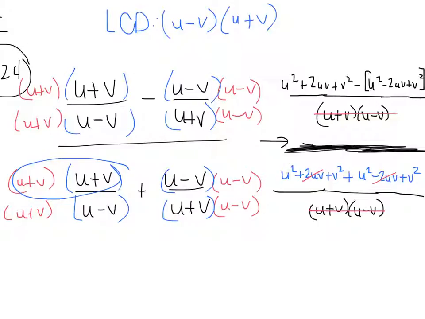Okay, now recognize that I put a minus and I put a bracket there because I'm subtracting that entire expression. So my squared terms on the top are going to cancel. You notice that? Because I'm subtracting u squared and I'm subtracting v squared. Then I'm subtracting the negative 2uv, which means I add to the other 2uv.